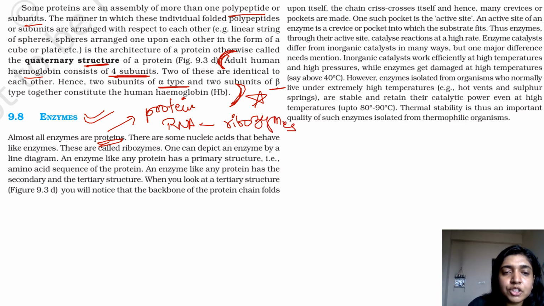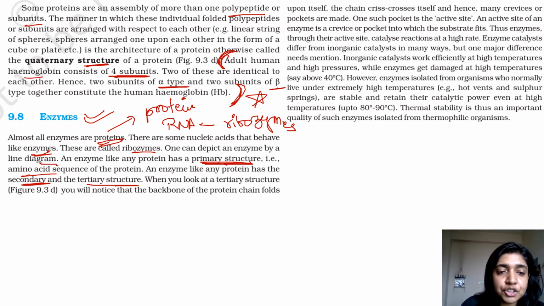Alright. So there are some nucleic acids that behave as enzymes, for example ribozymes. One can depict an enzyme by a line diagram. An enzyme, like any protein, has a primary structure because it's mostly protein. That is the amino acid sequence of the protein. An enzyme, like any protein, has a secondary structure as well, and the third, tertiary structure, because without the tertiary structure, it will not be able to function.